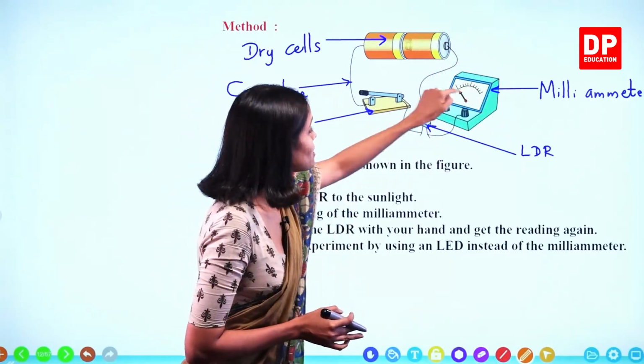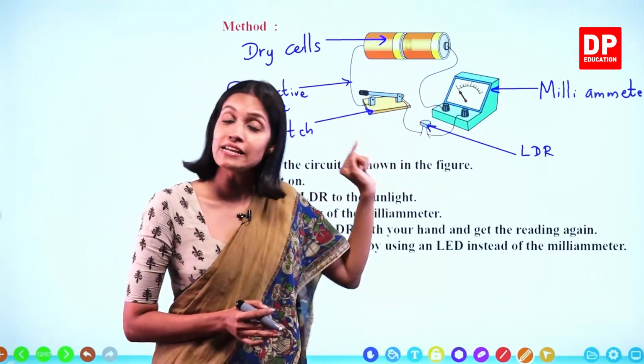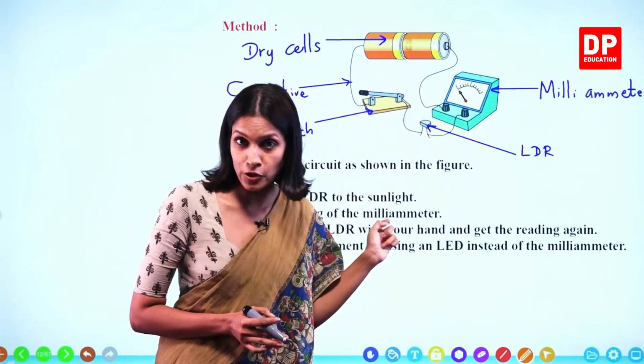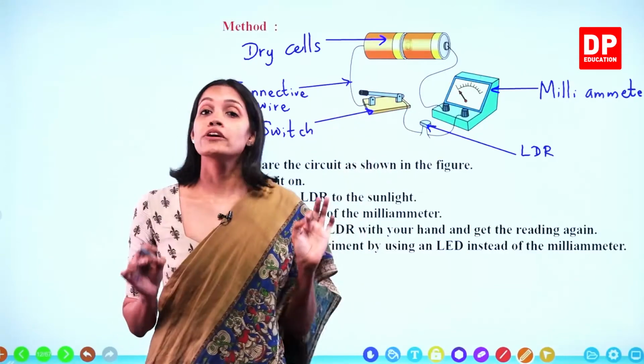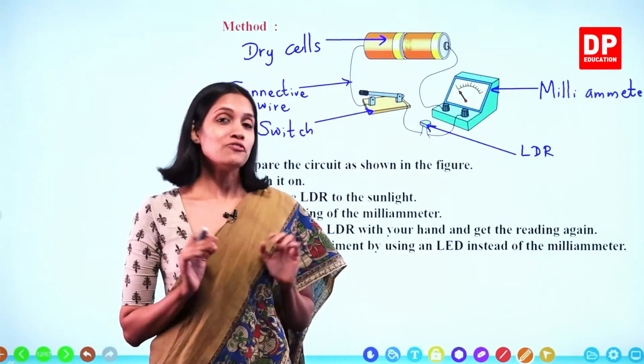Then you are going to do the same activity without the milliammeter. Instead of the milliammeter, in between these two ends, you are going to connect the LED, or light emitting diode. Each time, you are going to check what's happening to the brightness of the LED. We'll do this activity now.